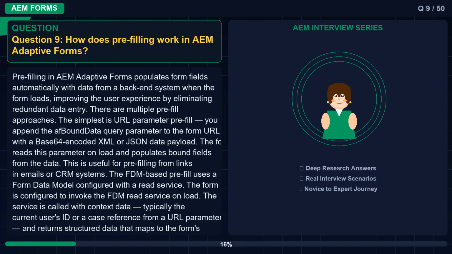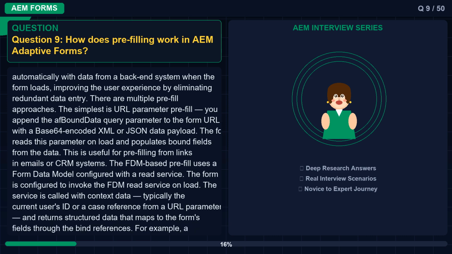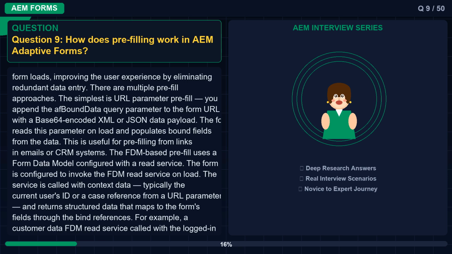Question 9. How does pre-filling work in AEM adaptive forms? Pre-filling in AEM adaptive forms populates form fields automatically with data from a backend system when the form loads, improving the user experience by eliminating redundant data entry.